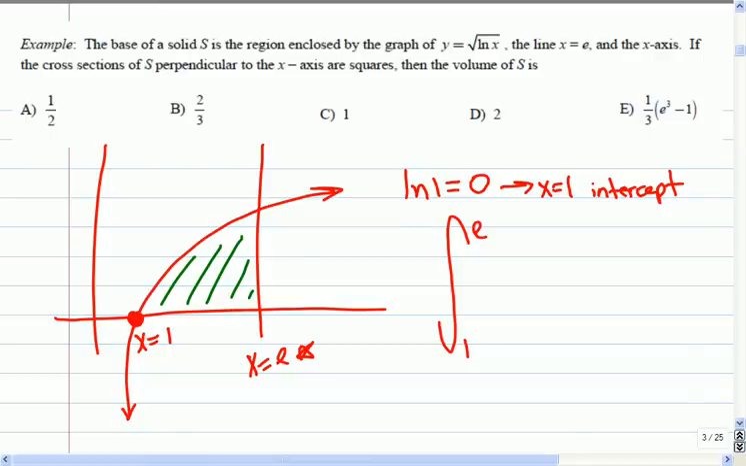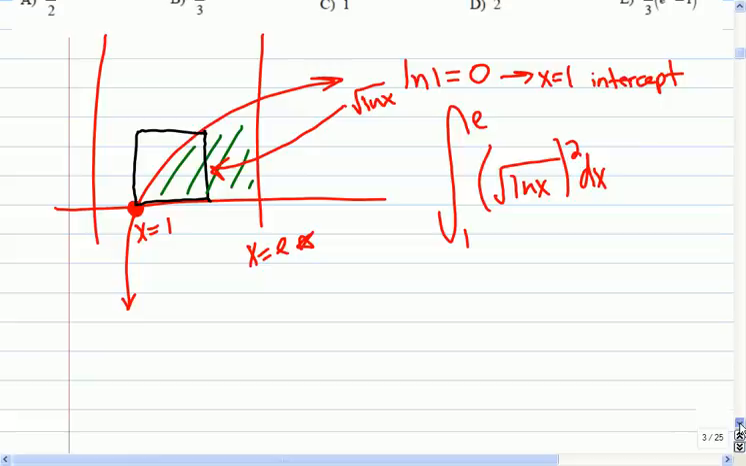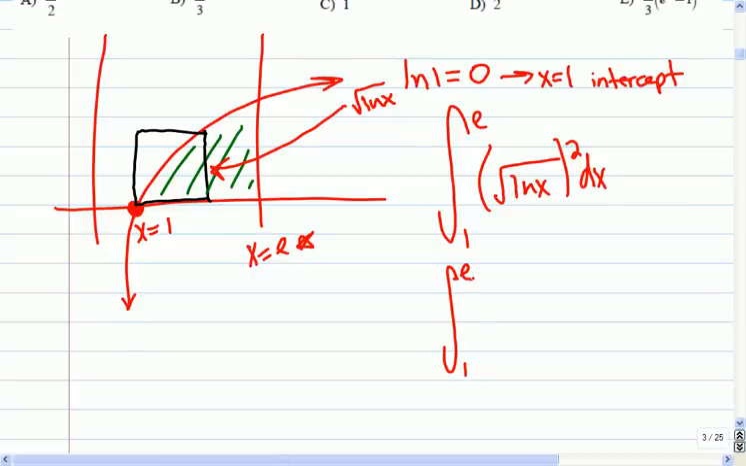So this time I'm still going perpendicular to the x-axis, and we're still dealing with squares. So my picture is going to look something like this. Chop out a square, and the height is the square root of the natural log of x. So for the area of a square, it's going to be the square root of natural log x, all squared, dx. And the integral from 1 to e of natural log x dx.